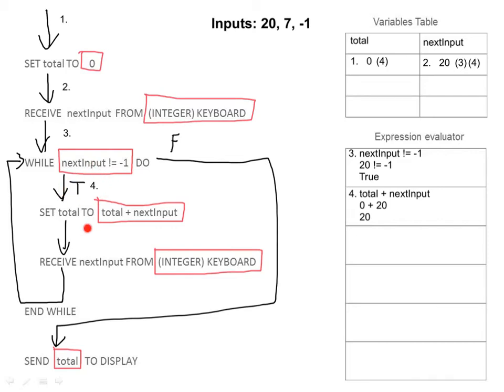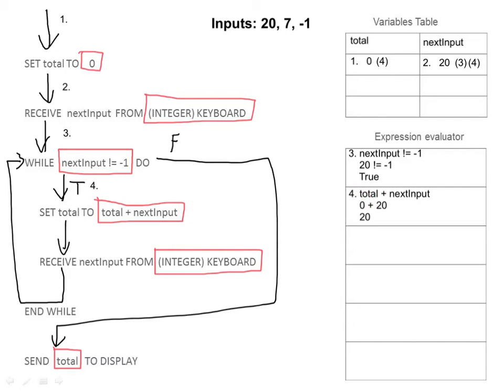And the first thing we come to is another expression that has to be evaluated, and once we've evaluated the expression we assign it to a variable. So first of all, the expression evaluation. We're doing this at step 4, so we label in the expression evaluator column 4, and then the expression we wish to evaluate, in this case total plus next input. So how do we do that?